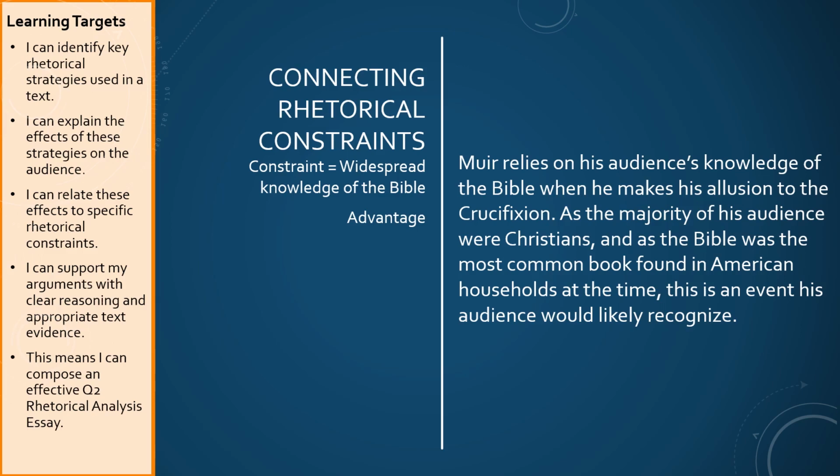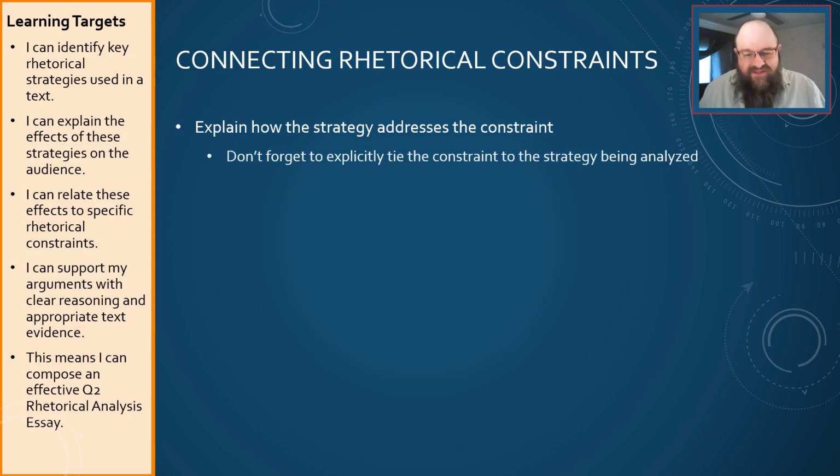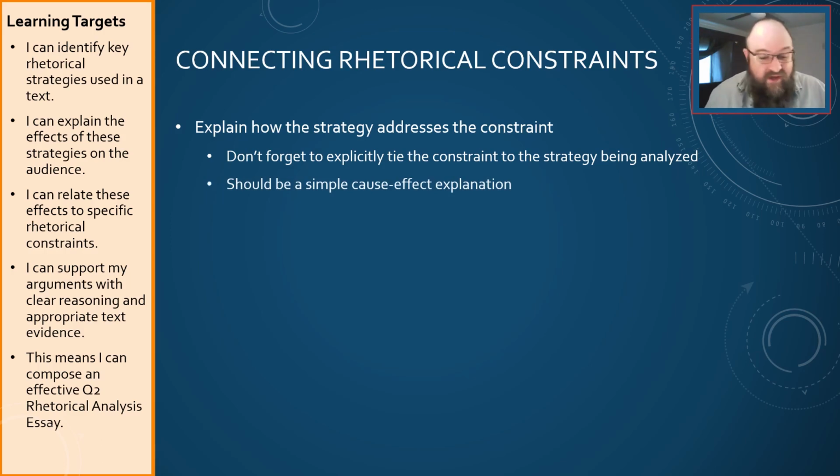Okay? The third principle for writing about rhetorical constraints: don't forget to explain how the strategy addresses the constraint. You've got to explicitly tie the constraint and strategy together. You can't just say the writer does this and that this is getting in his way or this is helping him. You have to explain how what the writer does overcomes the obstacle, or how that particular advantage helps with the strategy. And it should be a simple cause and effect explanation. A lot of times you can do this with just a single sentence.